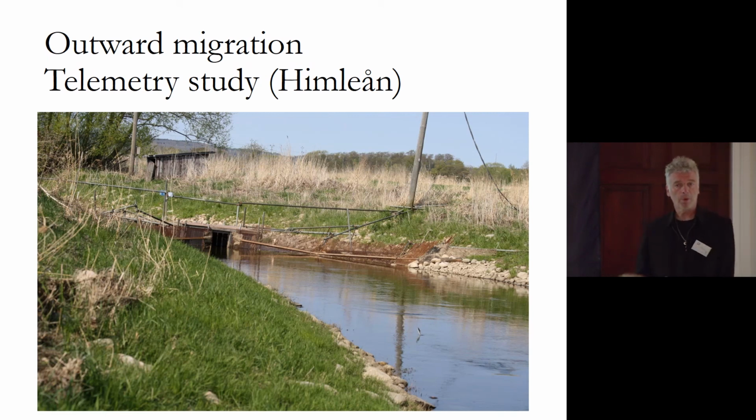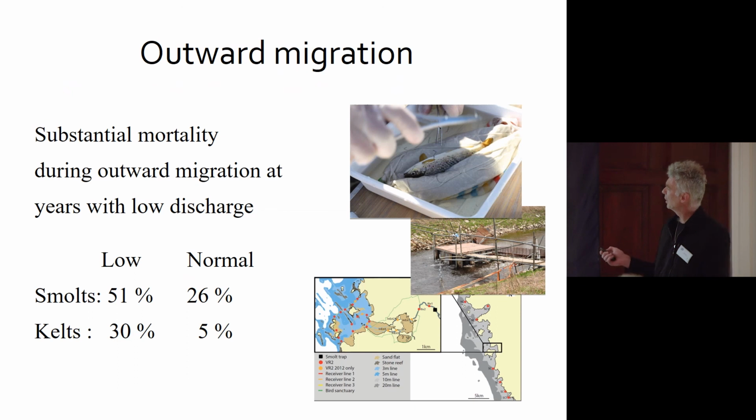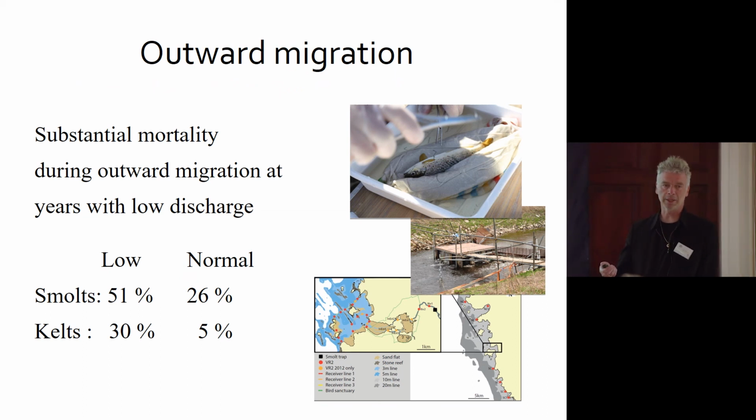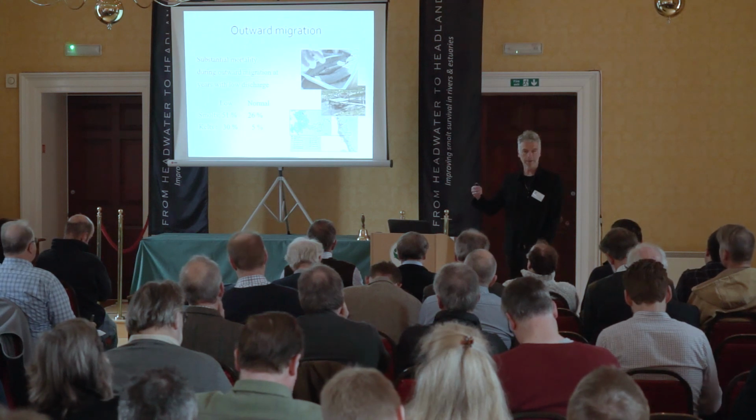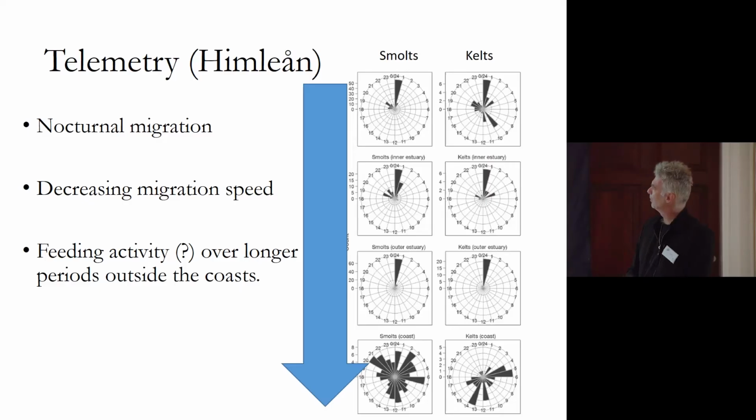So then we continued to follow them on their outward migration using these acoustic transmitters. And as I mentioned, there was a huge difference in the discharge between the years, and that was also reflected in the difference in mortality. In the year with low discharge, we had mortality rates of 51% for smolts and 30% for kelts. And in normal discharge, the mortality rate was down to 26% for smolts and 5% for kelts. So twice as much increase in mortality in the low discharge event. So clearly that's something that we need to bear in mind when we try to model the mortality rate, that it can vary to a large extent really.